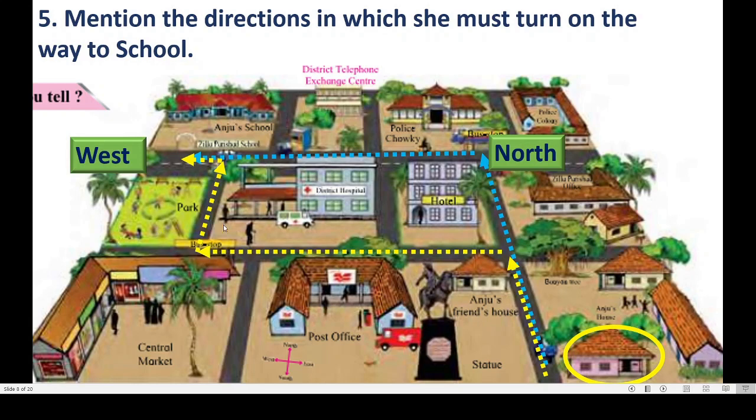Right? Here you can see a small map showing directions: north, south, east and west. We can use this while showing the route. Got this?